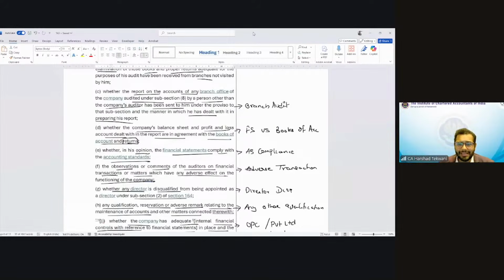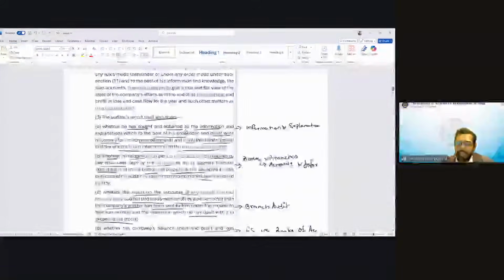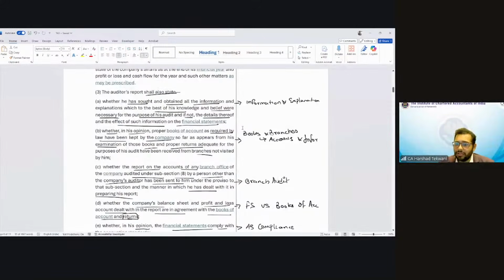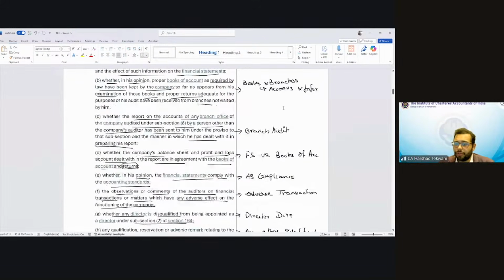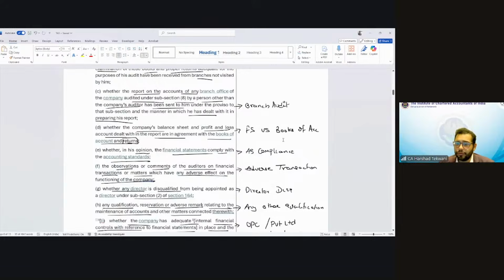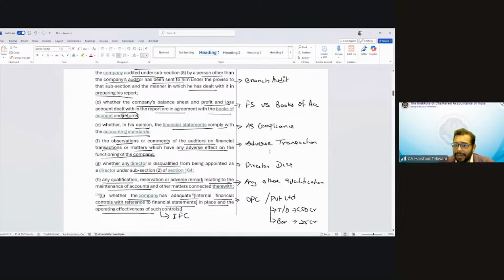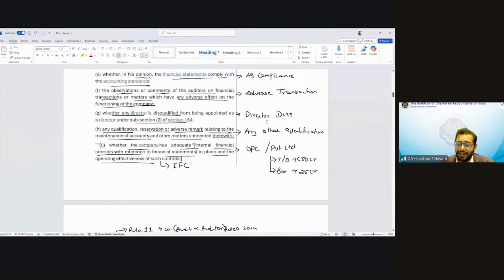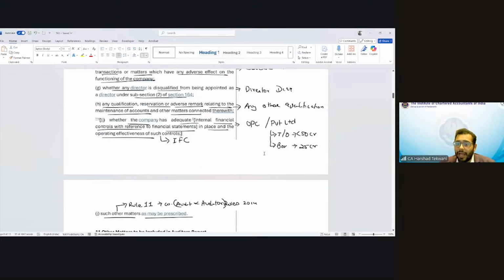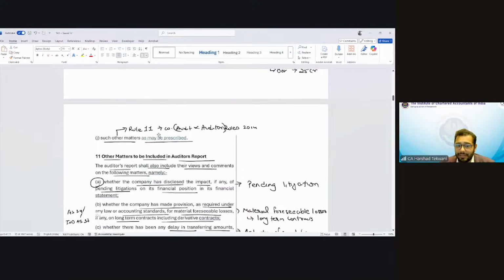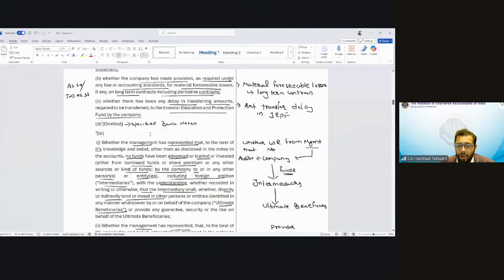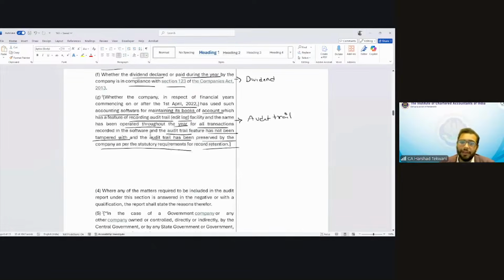So we discussed Section 143.1, 143.3, and specific reporting areas also, like information, books of accounts, branch, FS versus books of account, AS compliance, adverse transactions, director disqualification, any other qualification, adverse remarks. Then IFC, we discussed about the Rule 11. So all these things were already discussed yesterday.